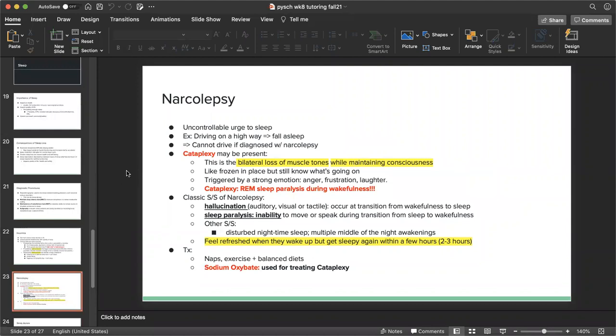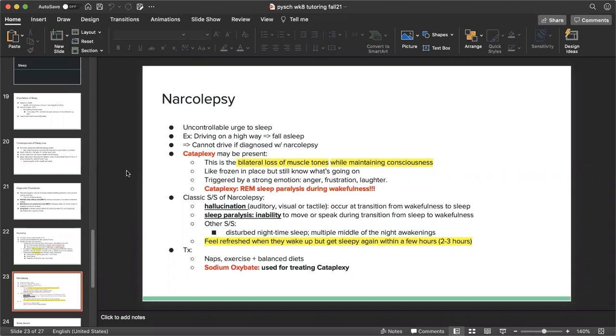So narcolepsy is the uncontrollable urge to sleep. For example, if they're driving on a highway and they fall asleep, that could be narcolepsy. They can't control when they fall asleep, they kind of just fall asleep randomly. So people with narcolepsy aren't allowed to drive because you never know when they'll fall asleep, and that's dangerous to themselves and other people on the road.